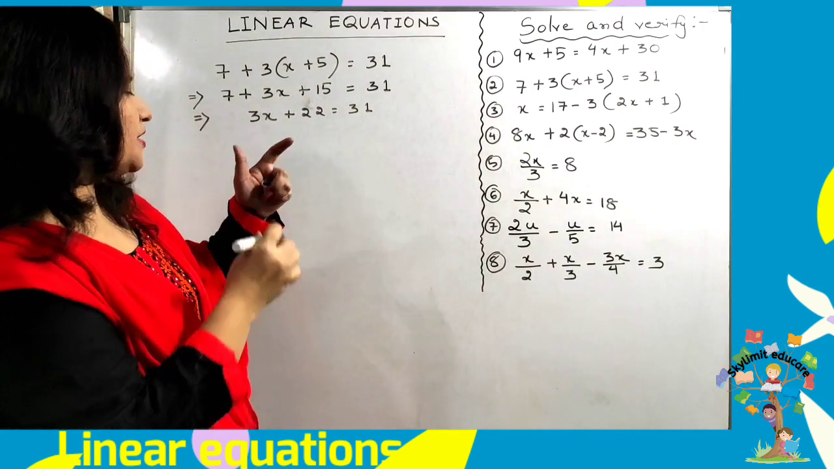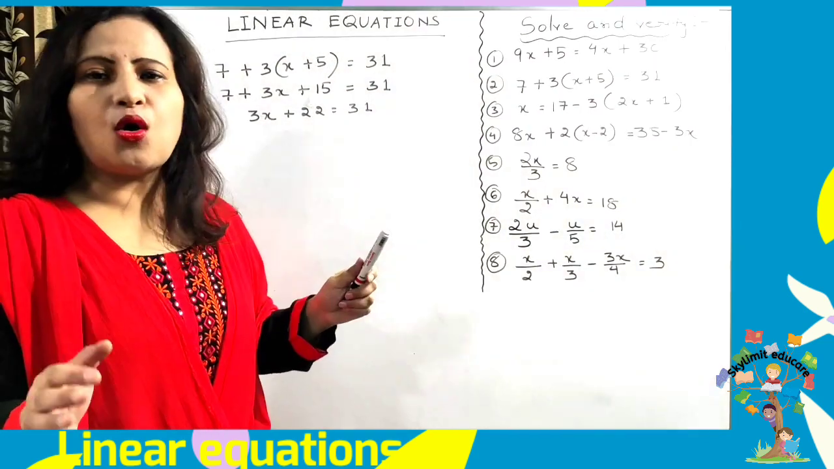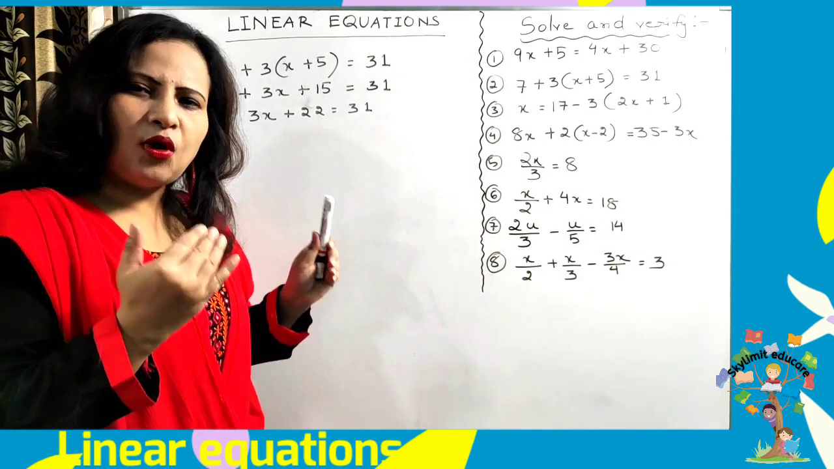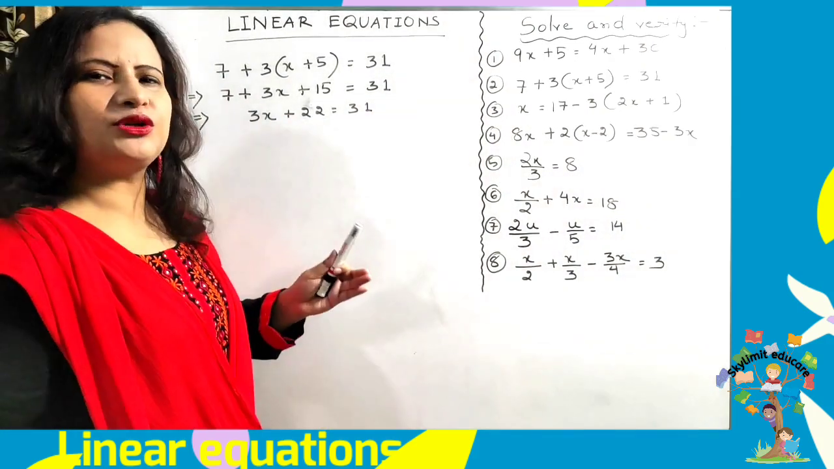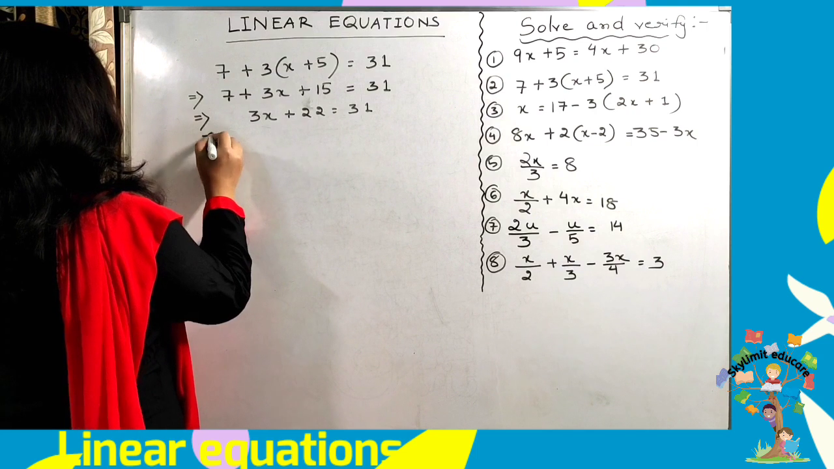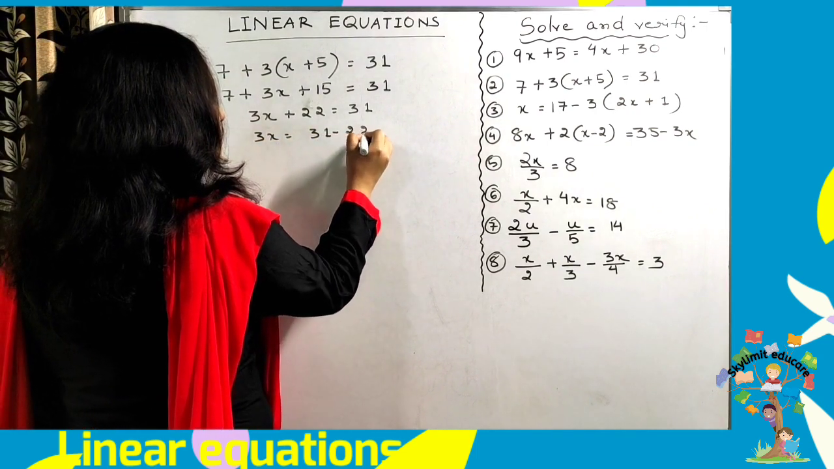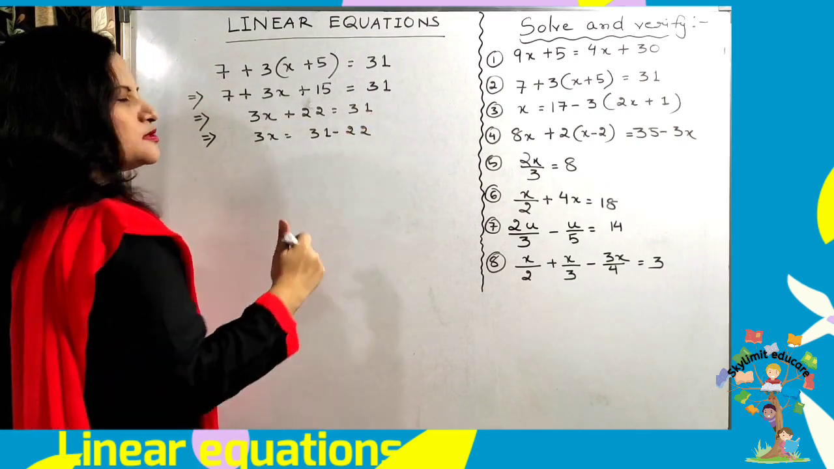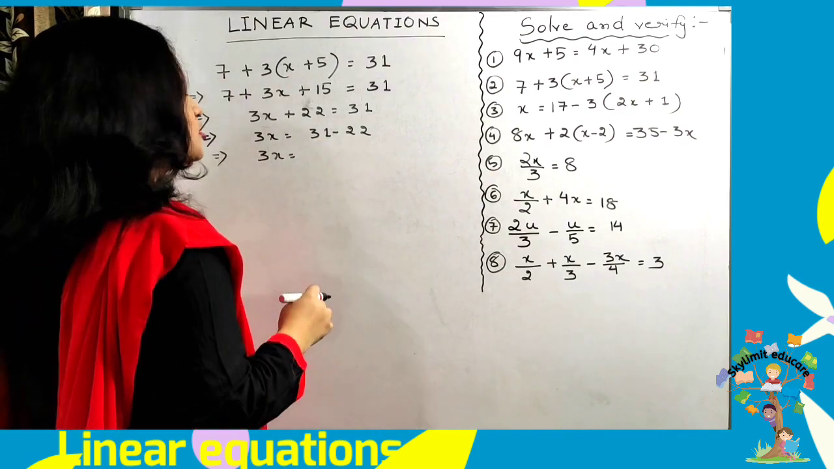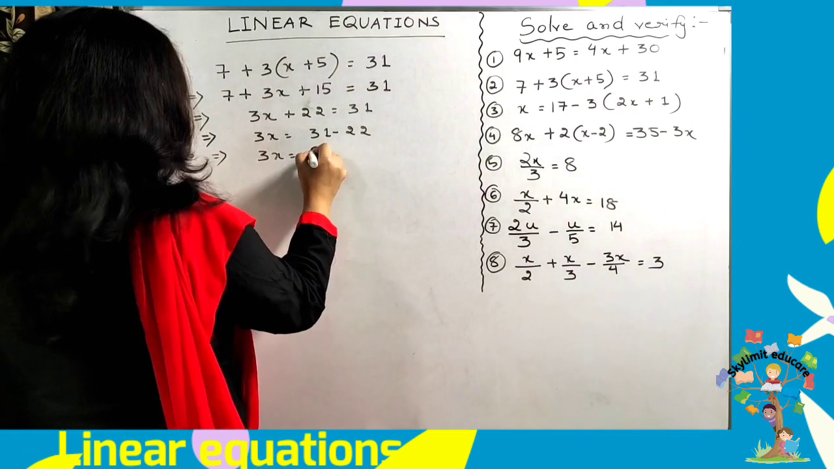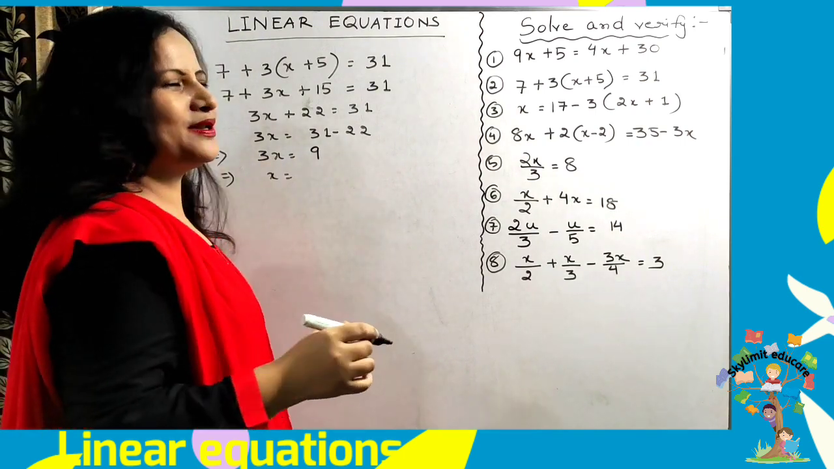Now the next target is to shift. Your target should always be to keep only x on the left hand side. You want the value of x, so always try to keep x on the left hand side and shift everything one by one to the right hand side. So 3x is equal to 31 minus 22. Plus 22 goes to this side and becomes minus 22. Simple. Now 31 minus 22, how much are you going to get? 9. So that implies x is equal to 9 divided by 3. Remember cross multiplication also.